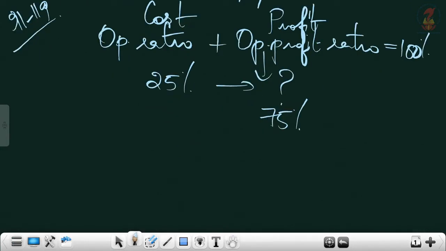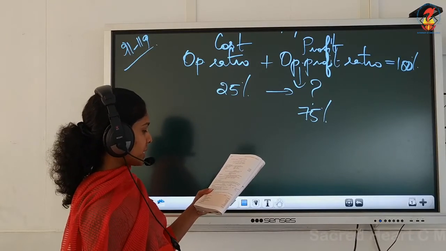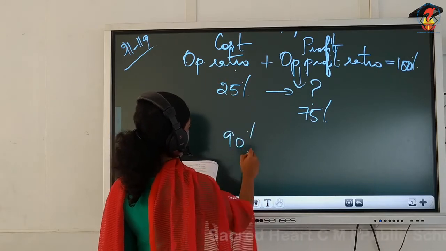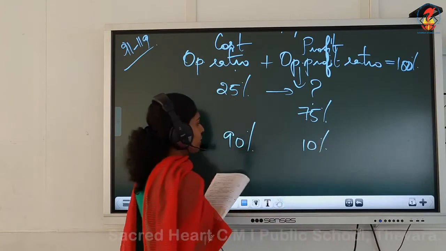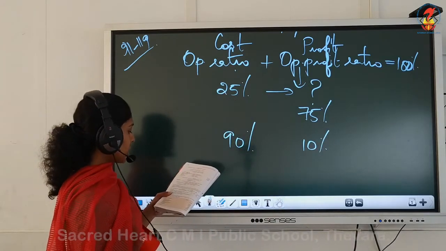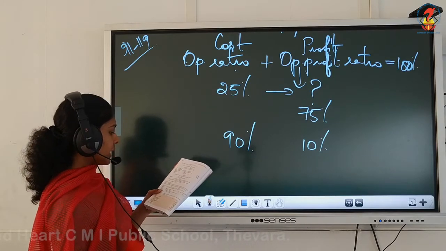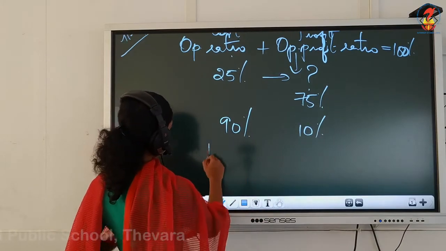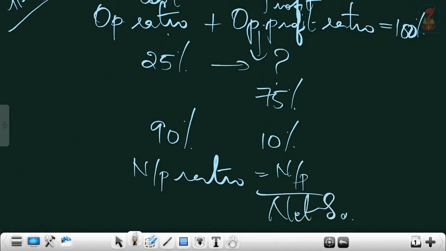In this question, we need to apply this. Operating ratio is given in the question as 90%. So automatically what will be operating profit ratio? Operating profit ratio will be 10%. Directly we got that. No need to apply any formula. Then non-operating expenses, non-operating incomes, we have to compute the net profit ratio. Repeat the formula for net profit ratio. That is equal to net profit divided by net sales into 100.